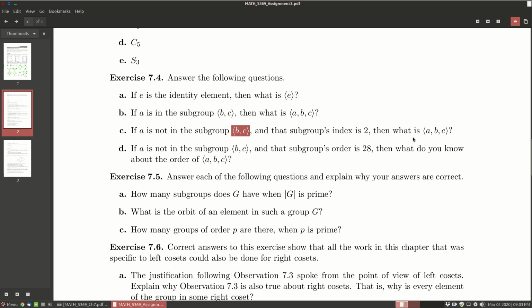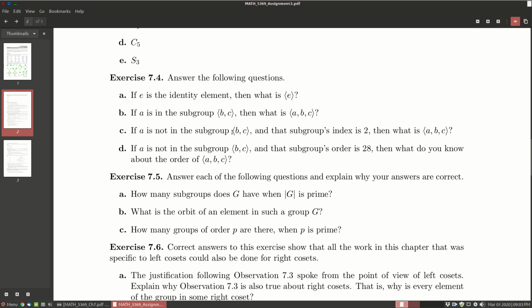Now, since I've added A, what does that mean? Think of it this way: if this is a subgroup H, then because the index is 2, the group is divided into H and AH. What does that mean? That means that AH is everything in H except I can multiply by A now.